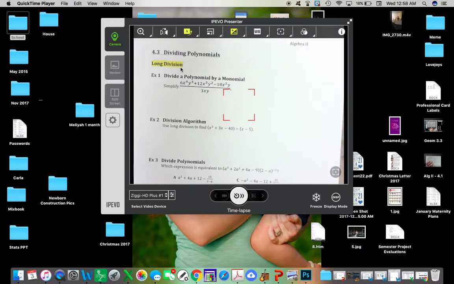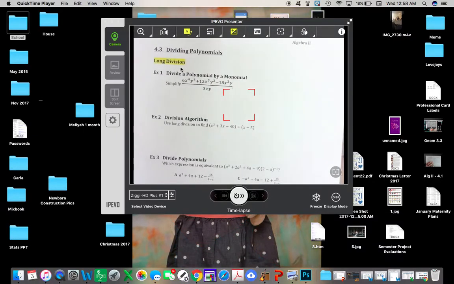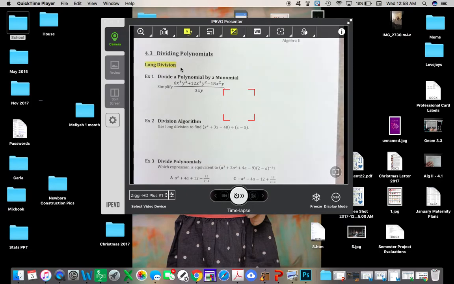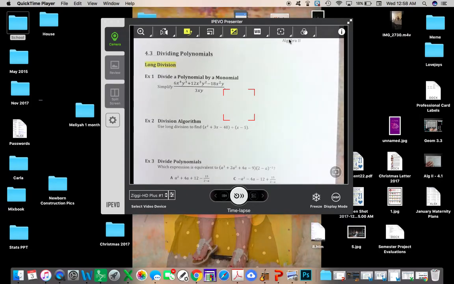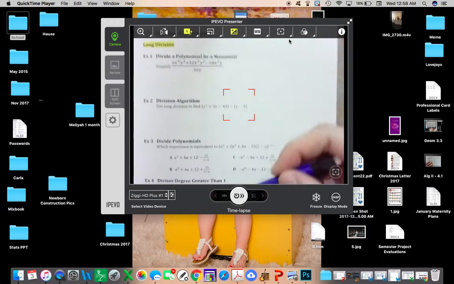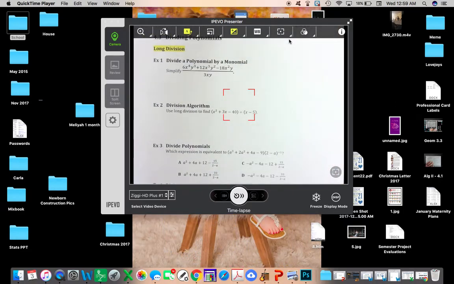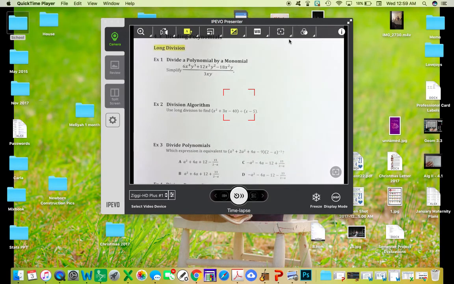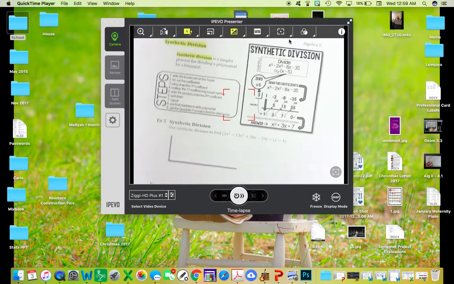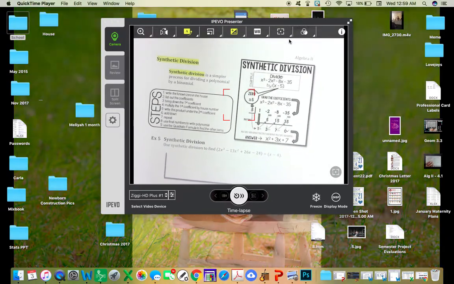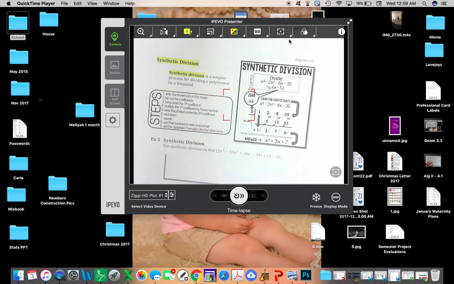Algebra 2, this is section 4.3, dividing polynomials. We are skipping section 4.2 altogether, but section 4.3 I'm dividing into two sections. So the front side of this sheet, which is long division, is going to be the first part of this first video, and then tomorrow you'll watch the back side, which is synthetic division, and that's going to be an altogether different video. So this homework assignment won't be due until 2 days from now.